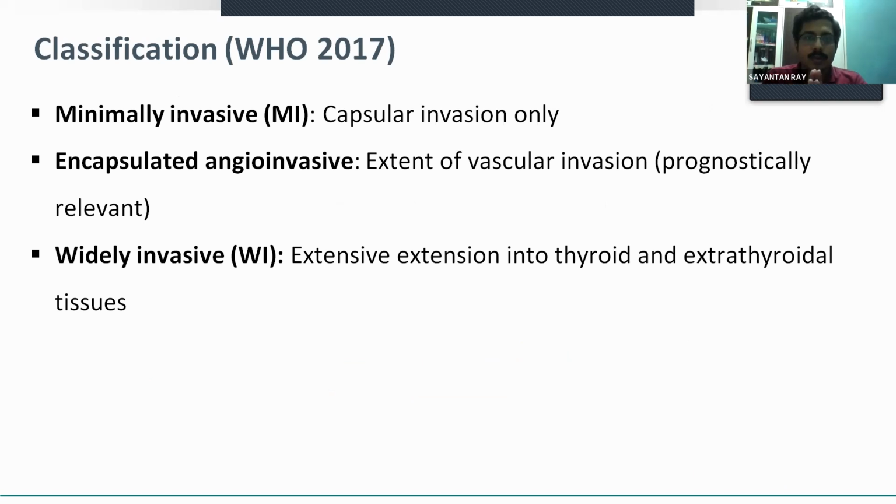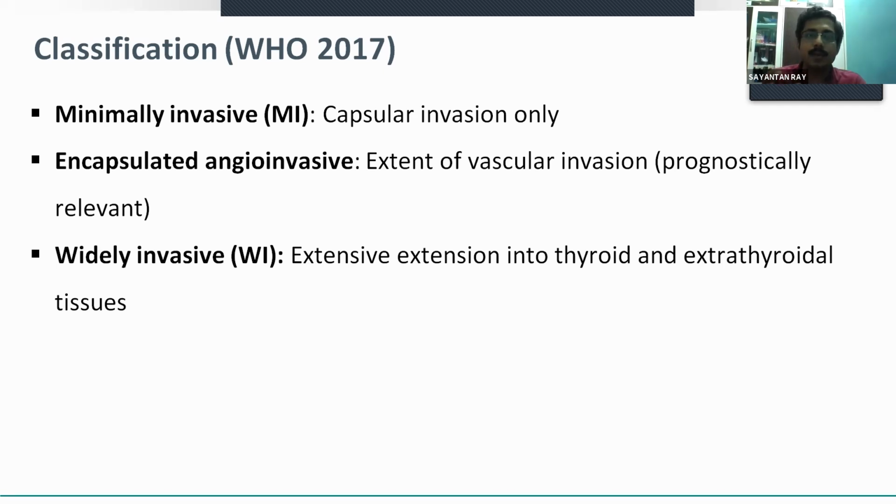So, coming to classification from the latest WHO 2017, follicular thyroid cancer has been classified into these 3 categories. One is minimally invasive. There is only capsular invasion. I will show you the pictures. That is actually limited microscopic foci of capsular invasion.